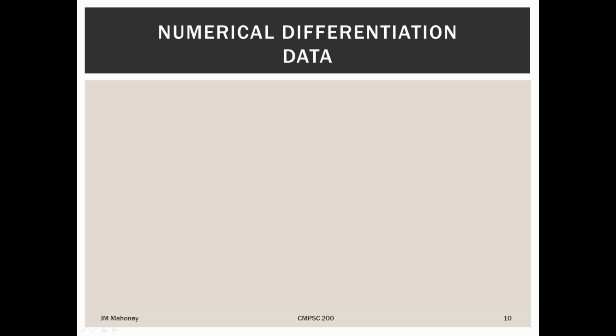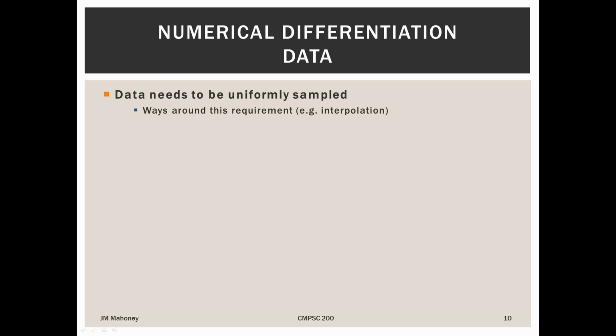We'll begin by looking at what happens if we want to find the derivative of data that we've collected from an experiment using our numerical differentiation techniques. So the first thing we want to remember, at least for the techniques that I will be discussing in this lecture, is that however the data was collected, it has to be uniformly sampled.